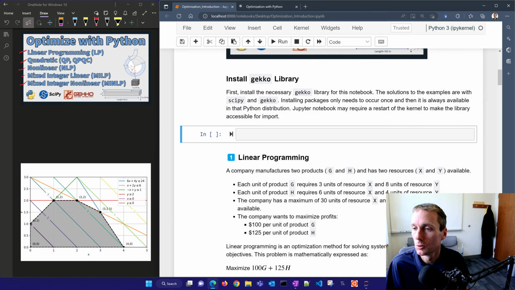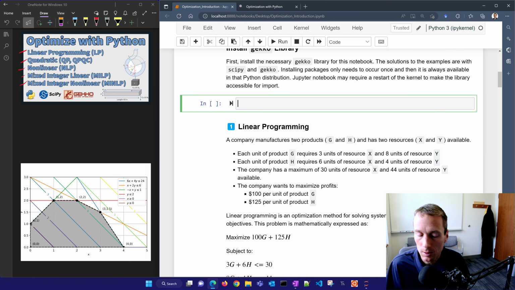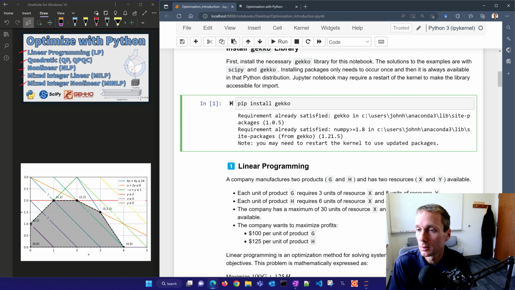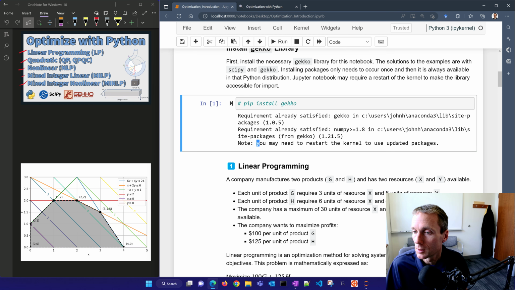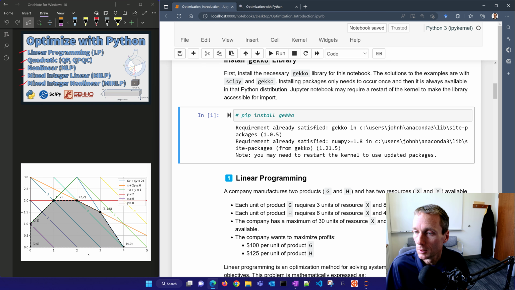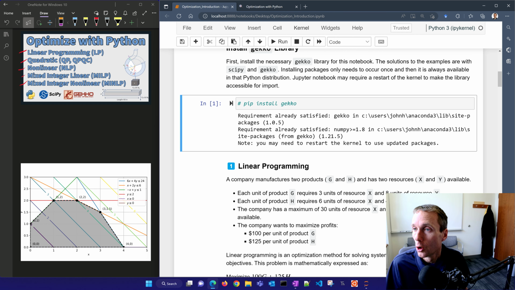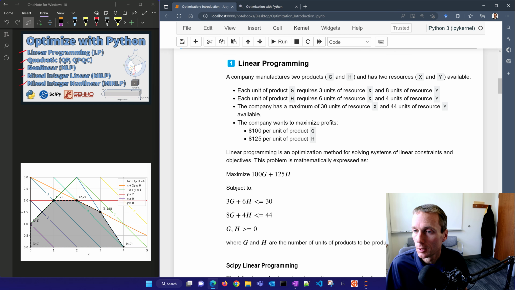And I'm going to go through the very first thing that you'll need, which is to go ahead and pip install the package that you'll need for this exercise, which is Gekko. Now, once you've installed this, or if it's already installed, you can comment it out. Okay, so that's already installed, and then you can restart the kernel, for example, if you need to. That's only if it's installed for the first time. You'll need to reinstall that or restart the kernel. Okay, so I'm going to come down here to linear programming.